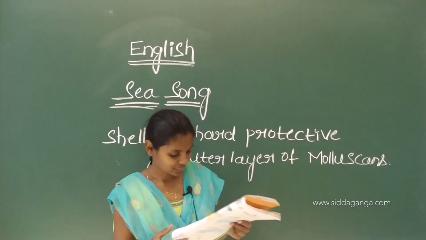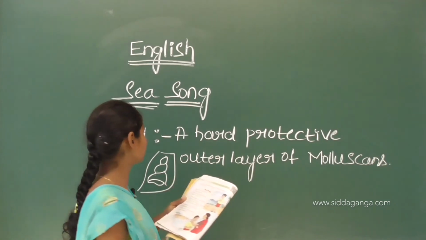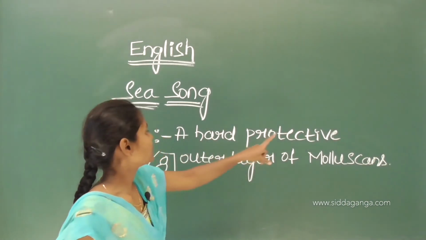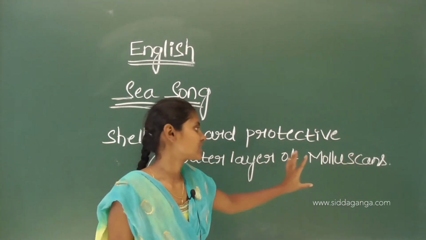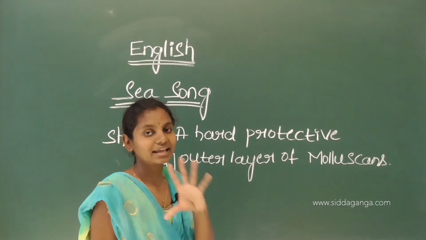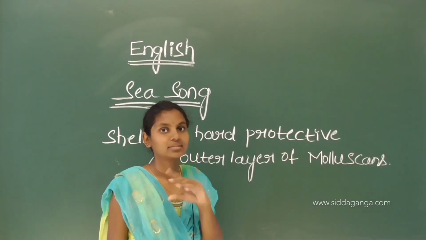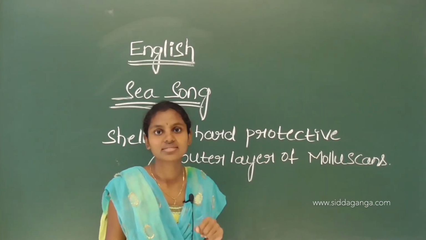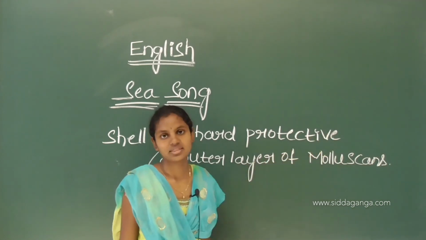Okay, let's see some new words. So the first one is shell. Shell means a hard protective outer layer of molluscs. Molluscs are also called crustaceans. Okay, like snail and what we call it as tortoise. So these all come under molluscs.